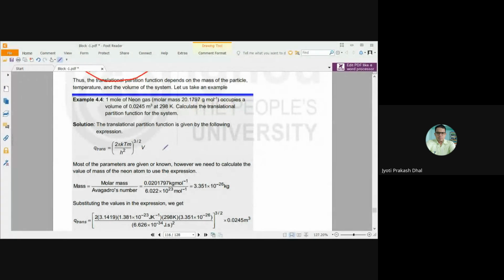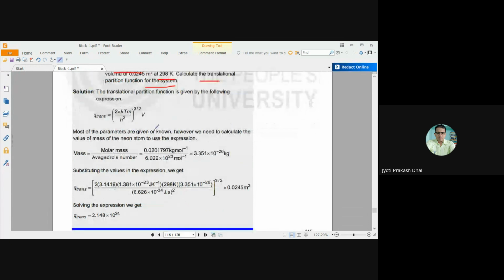And here one question is there. 1 mole of neon gas occupies a volume of 0.0245 meter cube at 298 Kelvin. Calculate the translational partition function of the system. The translational partition function is given by the expression q trans equals (2 pi kT m by h square) whole to the power 3 by 2 into V. Most of the parameters are given or known. However, we need to calculate the mass of the neon atom.